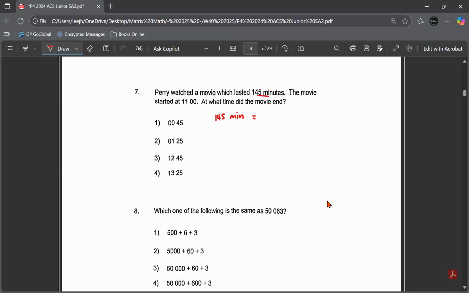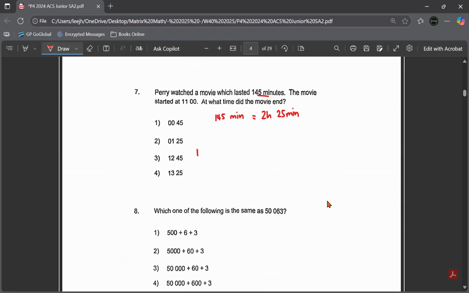2 hours is 120, which is the nearest to 145. So 120 is 2 hours. You subtract 120 from 145, and you are left with 25 minutes. Okay? So you know the movie lasted 2 hours 25 minutes.